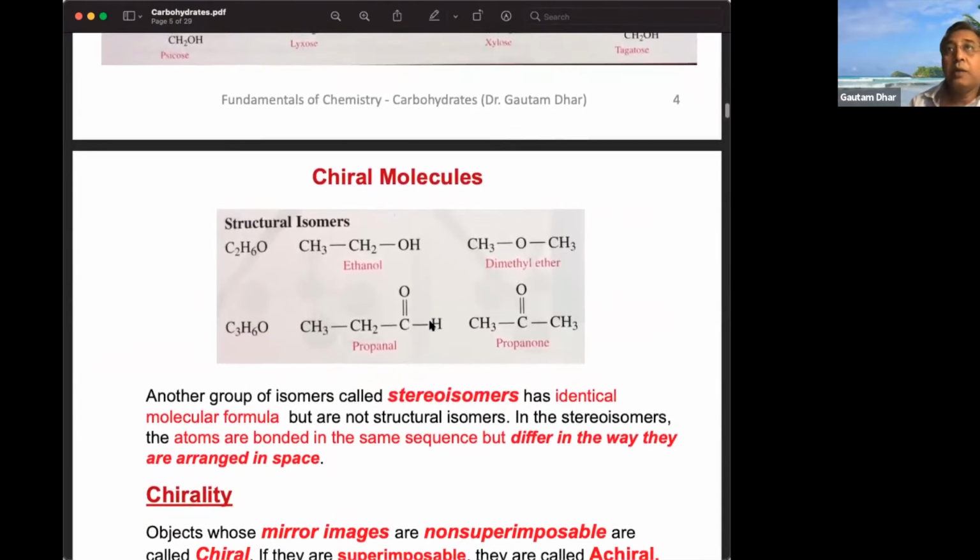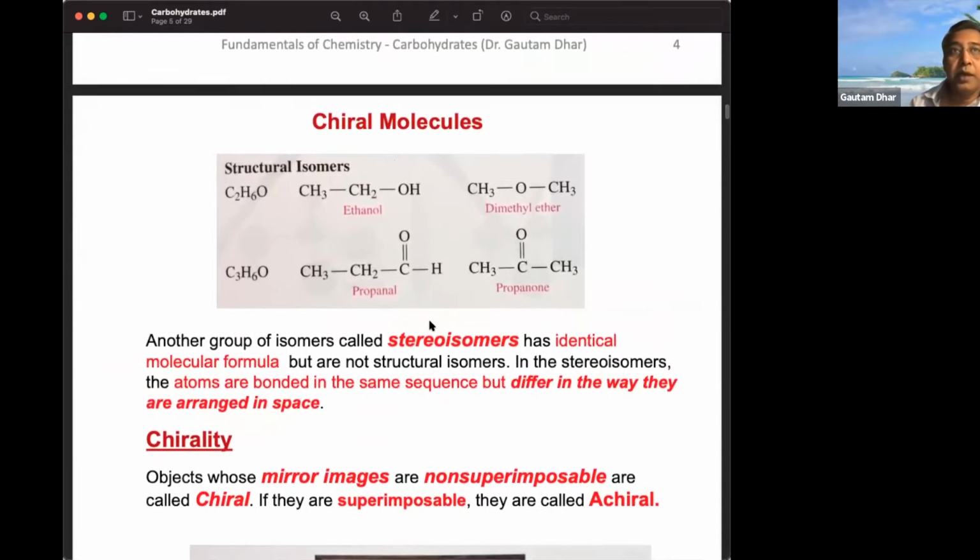Okay, now one important concept that we'll be covering in this chapter is chirality, chiral molecules. Now we saw structural isomers, like we have this ethanol and dimethyl ether. The position of the oxygen is changed. So they are two completely different compounds with two different functional groups. And these are called structural isomers.